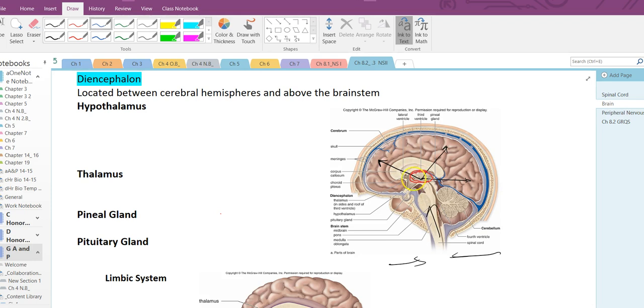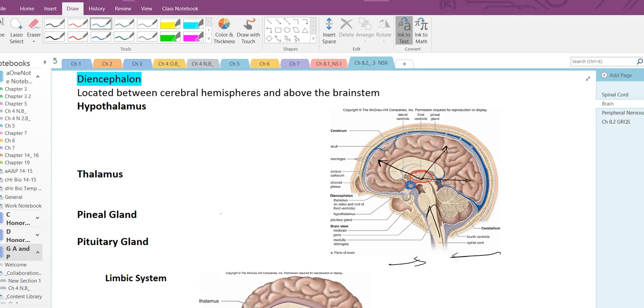Right below it is a section called the hypothalamus, shown here in blue. The hypothalamus is super important as being a control center for hunger, thirst, sleep, body temperature, and water balance. So if you were dehydrated, your body would be able to tell you that. If it was approaching lunchtime, your body would be able to tell you that.